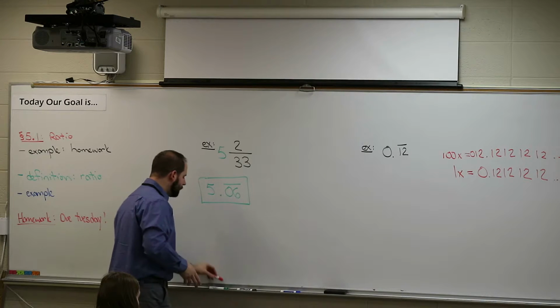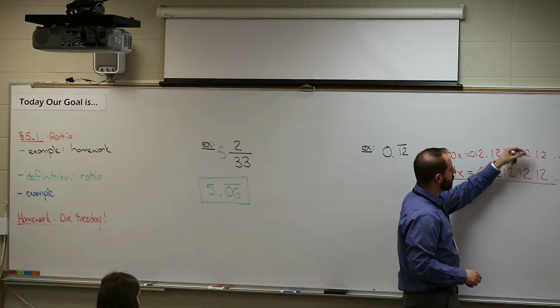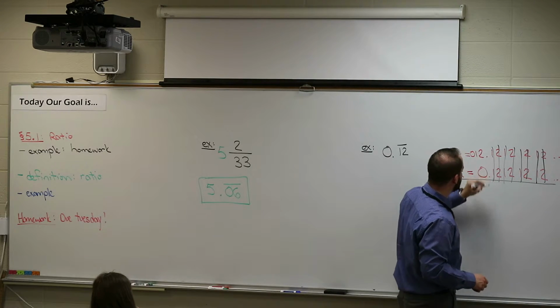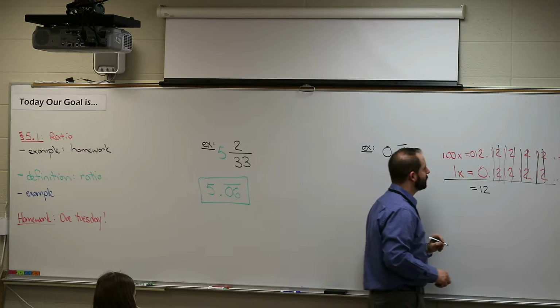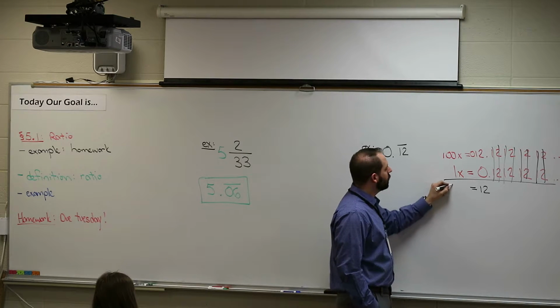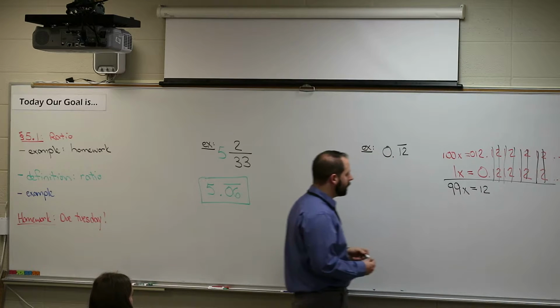Then we subtract, straight down. When we subtract this side, what happens to all these? They get canceled out. Yeah, all of them are canceling perfectly. And we have 12 minus 0, which is 12, and 100 minus 1? 99. 100x minus x is 99x.